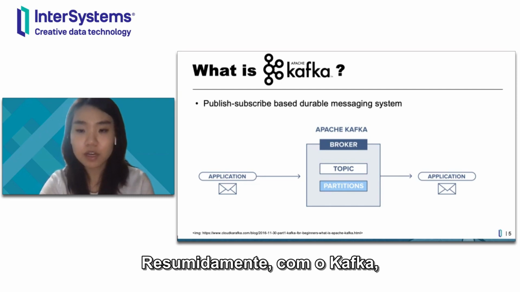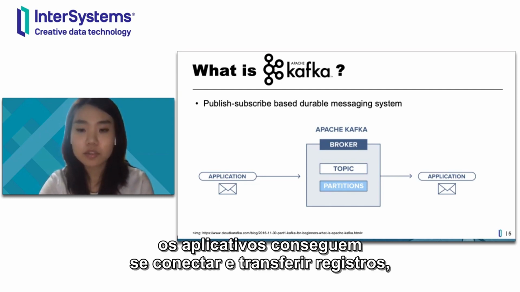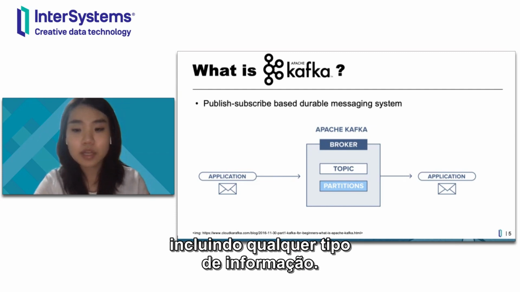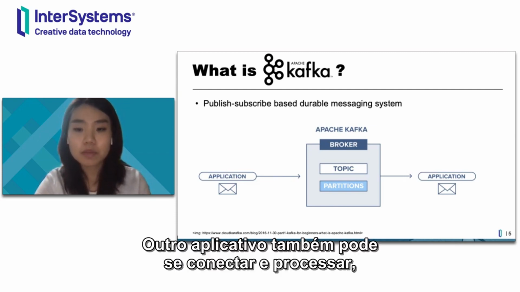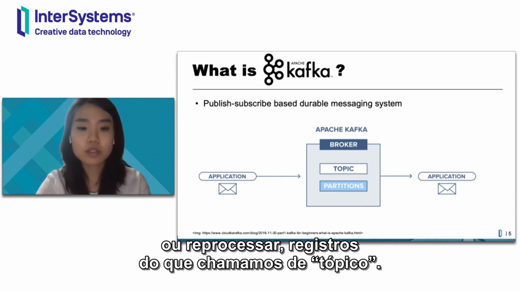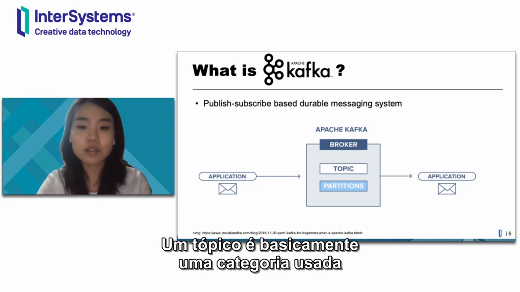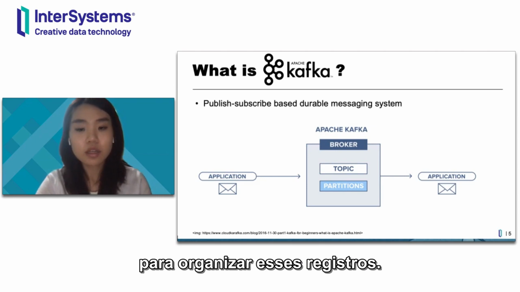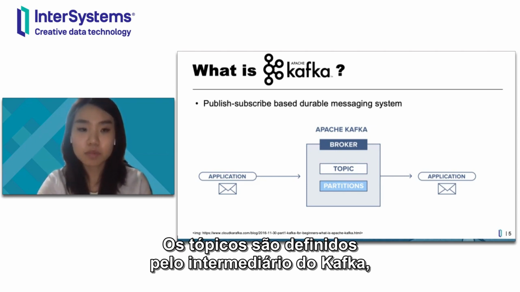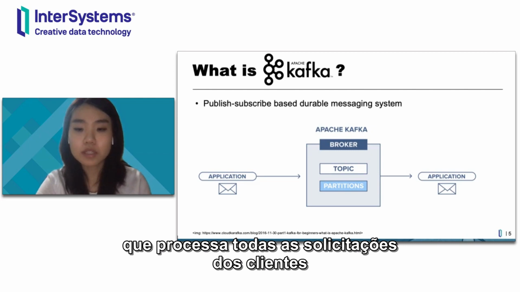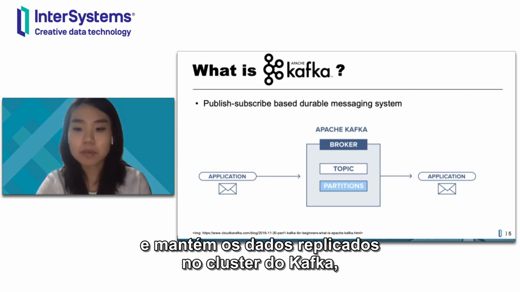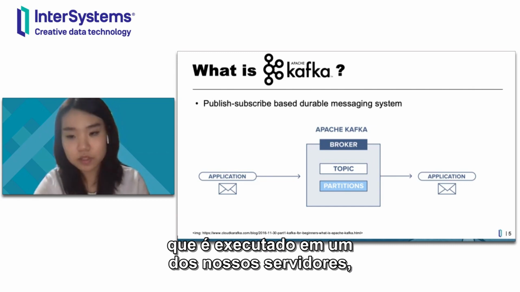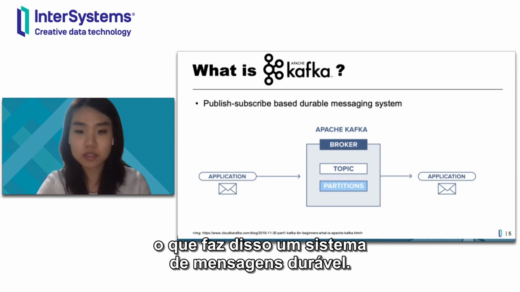In a nutshell, with Kafka, applications can connect and transfer a record, which can include any kind of information. Another application can also connect and process or reprocess records from what is called a topic. Here, a topic is basically a category used to organize these records. Topics are defined within the Kafka broker, which handles all requests from clients and keeps data replicated within the Kafka cluster, which runs on one or more servers, making this a durable messaging system.